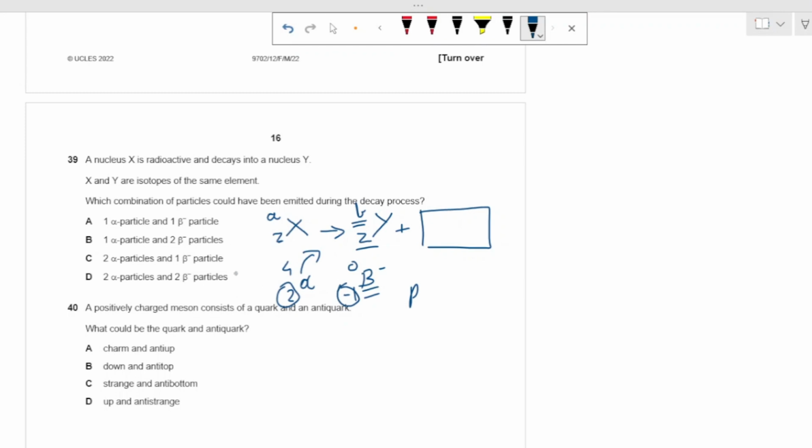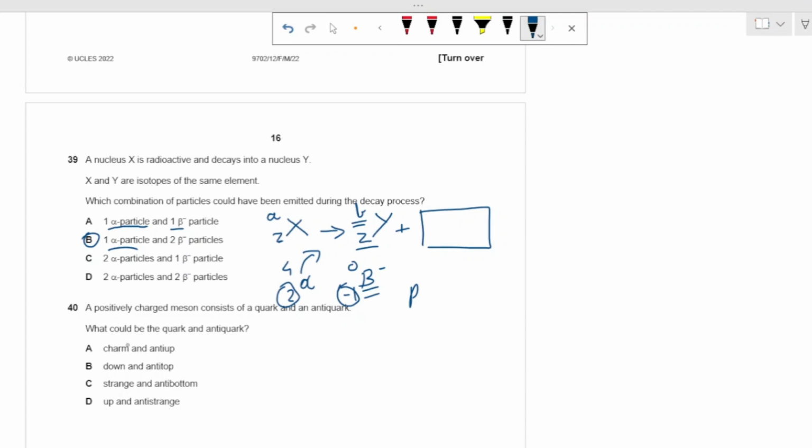So let's look for this kind of configuration. One alpha particle and one beta particle, not enough at all. That means two protons have been taken out, but only one has been returned. One alpha particle, two beta particles. That makes sense. Option B is the correct answer. Why? Because with one alpha particle, two protons have been taken out. With two beta particles, two protons have been put back. So option B is the correct answer. We can disregard all of the other options.